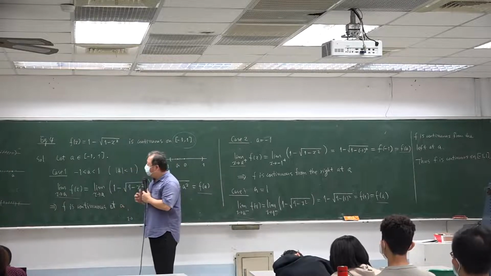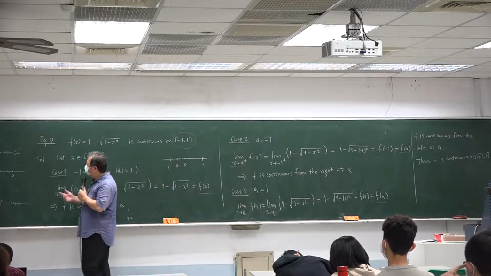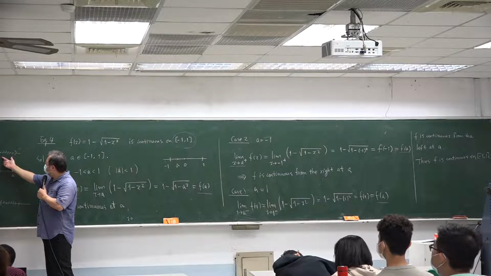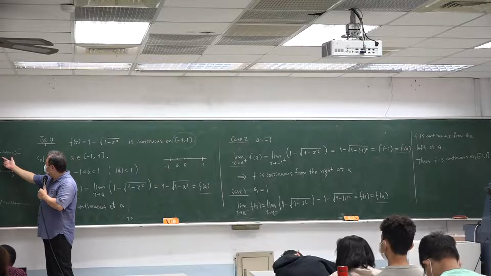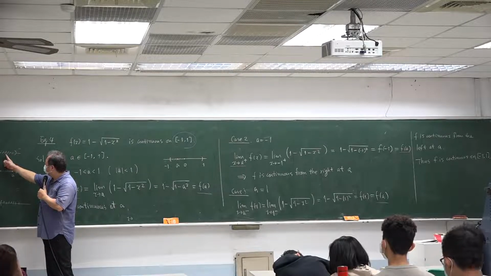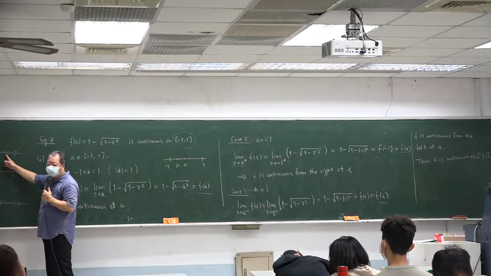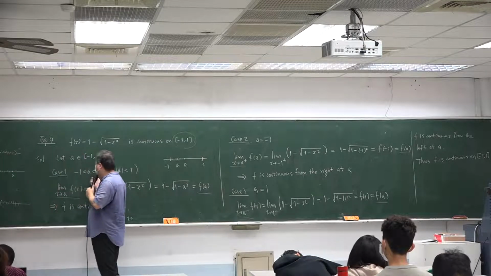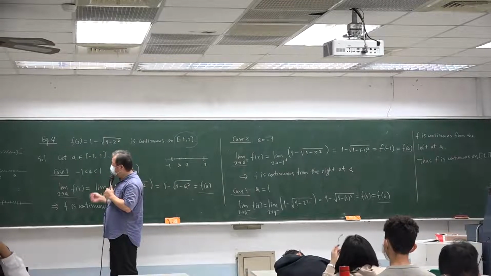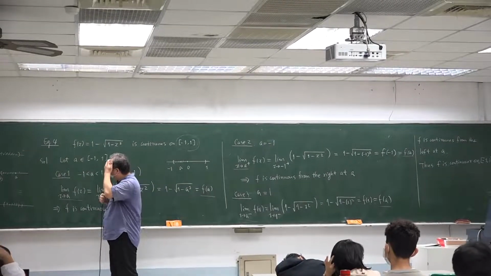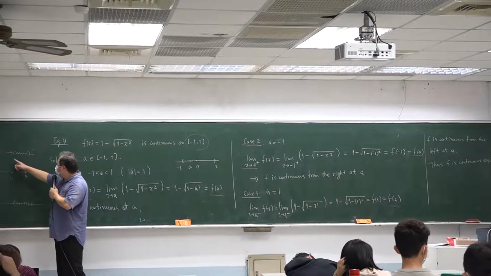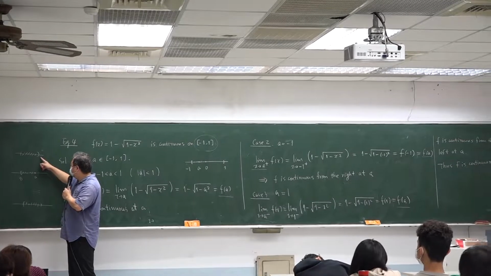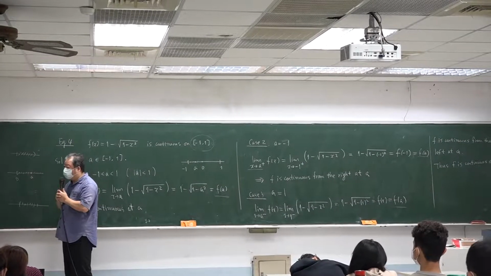If an interval is an open interval, such as a finite open interval, then every point of this interval is an interior point. So we need only consider one case, because the endpoints are not in this set.